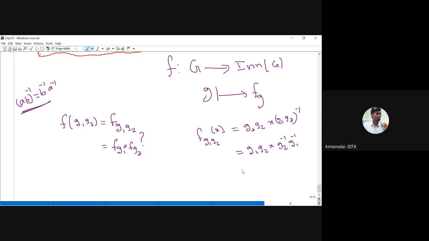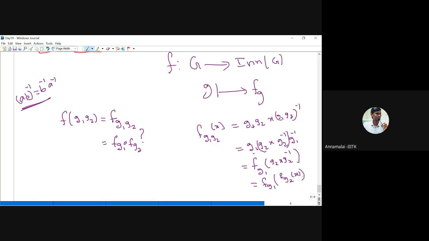Now we can write this as, look at this one element. So this is one element and this is the usual. Therefore we can write f g1 of the element g2 x g2 inverse. Again inside this, we can write f suffix g1 of this g2 x g2 inverse, which is f suffix g2 of x.